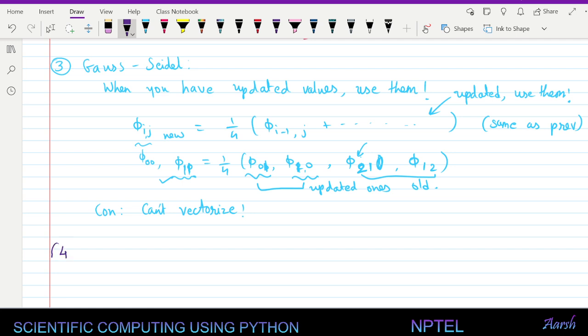Okay, and then the fourth method, fourth and fifth, is, fourth is red black. And the idea is that you can divide the grid into two kinds of lattice, if you can call it one. Okay, so you have red points like this, and then black points.